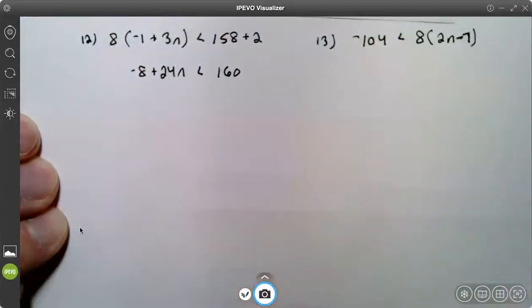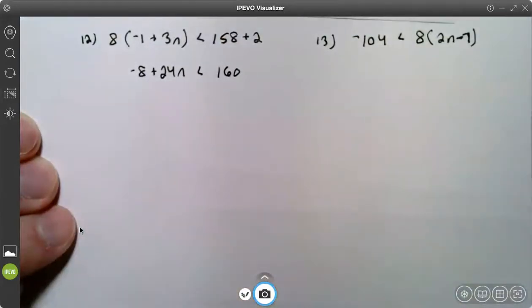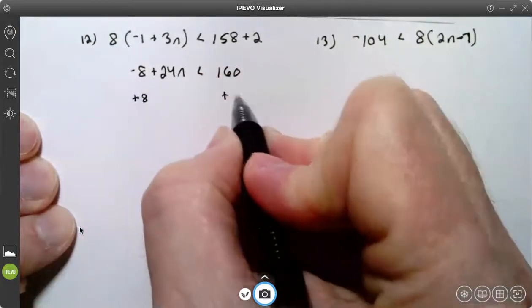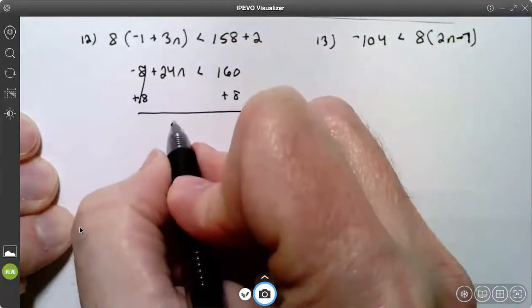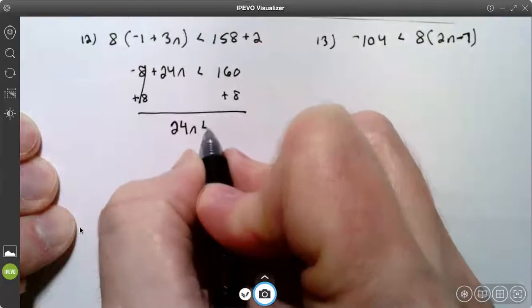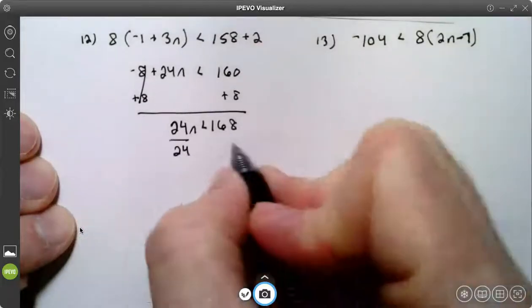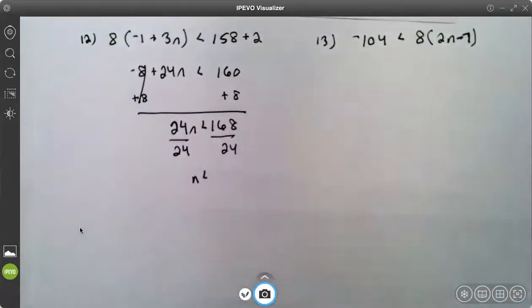Bring my sign down. I got to get rid of times 24 and -8. We start at the bottom of GEMDAS and work our way up. So we +8 to both sides first. -8 and +8 cancel out. Leaves me with 24n is less than 168. To get rid of times 24, I divide both sides by 24. And n is less than, I need a calculator, 168 divided by 24 equals 7.